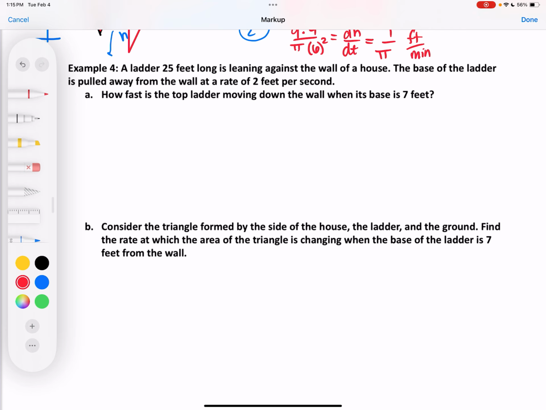A ladder 25 feet long is leaning against the wall of a house. The base of the ladder is pulled away from the wall at a rate of 2 feet per second.